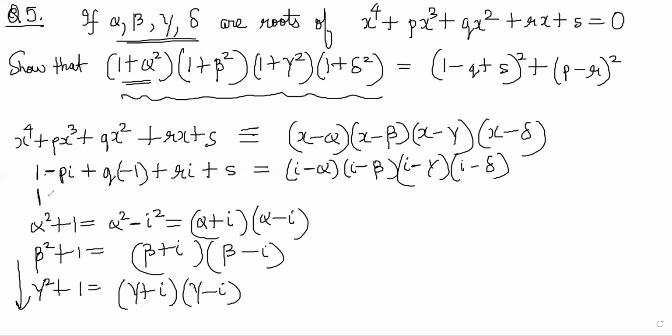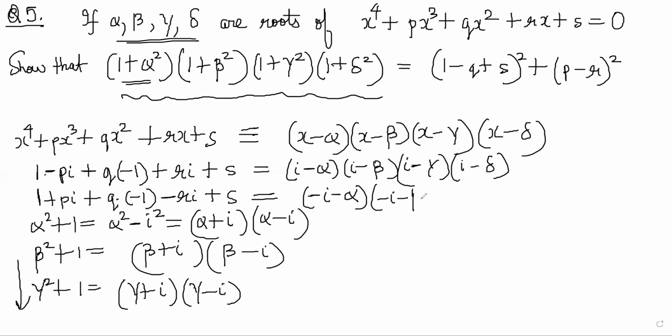So that will be 1. And minus i cube is minus i cube, so that is equal to plus i. So 1 plus p i. And this is going to be plus q into minus 1. This is going to be minus r i plus s. And that will be (minus i minus alpha)(minus i minus beta)(minus i minus gamma)(minus i minus delta).